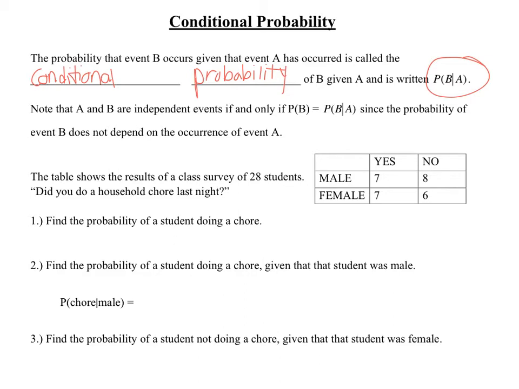Note that A and B are independent events if and only if the probability of B is equal to the probability of B given A, since the probability of event B does not depend on the occurrence of event A.